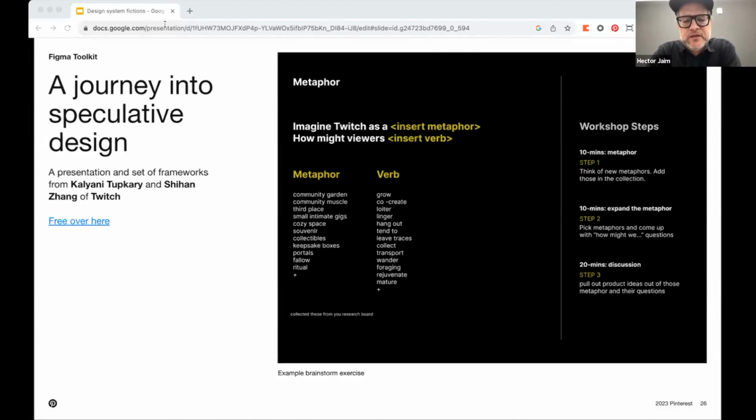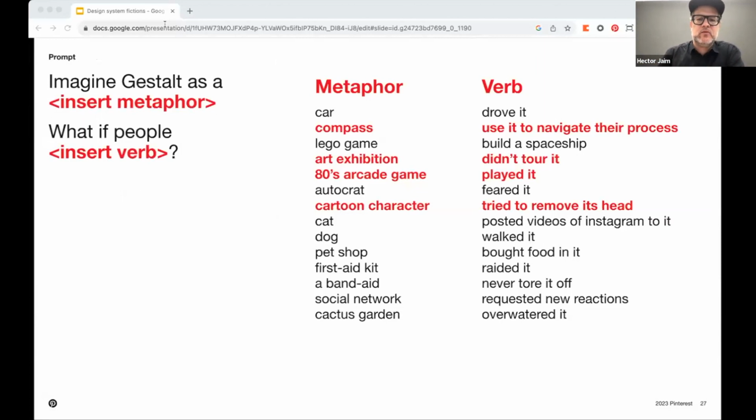One of these, which I tried out via Slack with some of my teammates at Pinterest, on Gestalt, is to come up with a metaphor: what if our product is a metaphor, and then how might we, and then you insert a verb. But I changed out "how might we" with "what if," and I came up with all these different ones. Well, some of my teammates came up with some of these. What if Gestalt is a car? Imagine Gestalt is a car. What if people drove it?